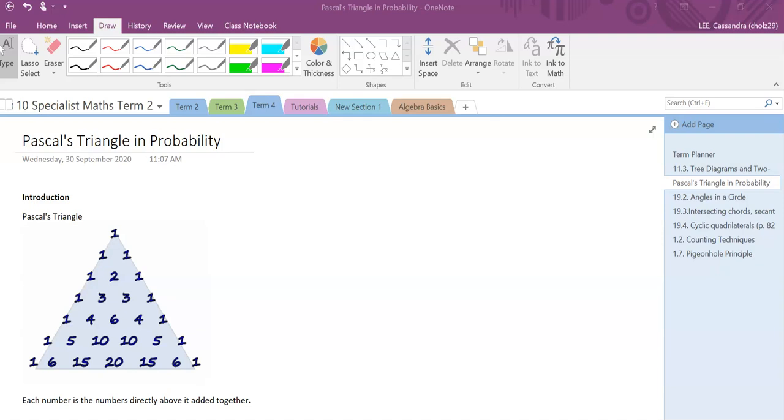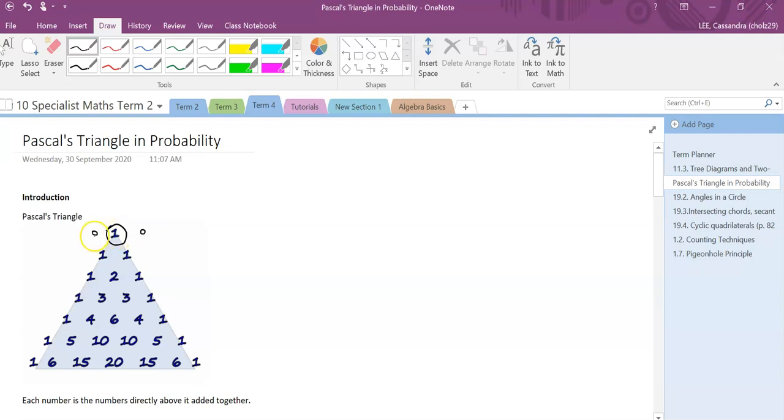Today we're going to have a quick look at Pascal's triangle, and we're going to see how we use Pascal's triangle to help us to determine the probability of different events. So just as a quick intro to Pascal's triangle, the way that it works is that we start off with the number 1. And we're going to pretend that the rest of these values on this row are filled with zeros.